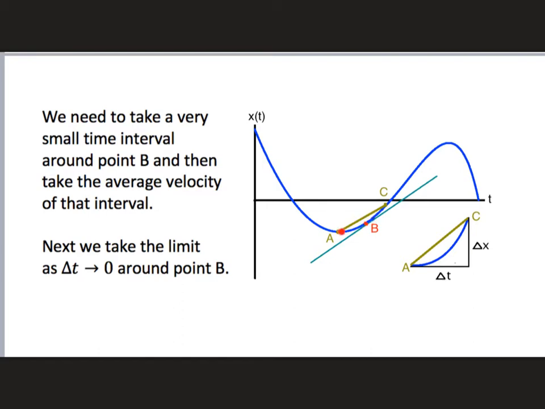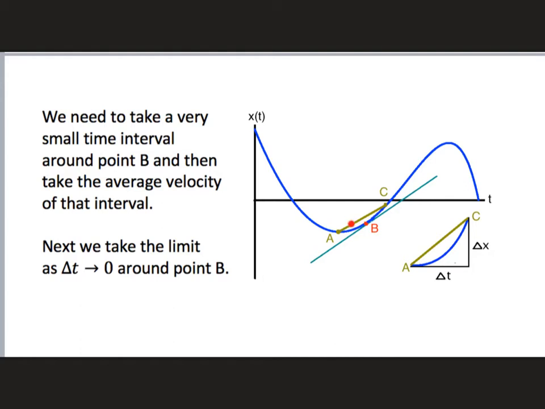But if I go from A to C here, I can see that that would be much better than going over the whole time. And again, if I look at, I've just sort of blown this up here. If I look from A to C, I can get my delta x, I can get my delta t, and I can calculate delta x over delta t, and that would give me the average velocity over that segment, which would be much better than the average velocity over the whole time interval.